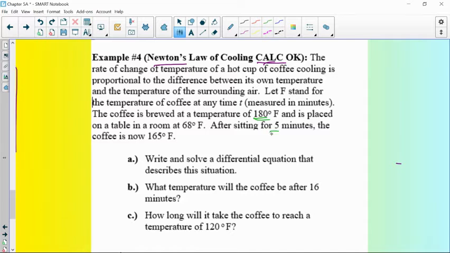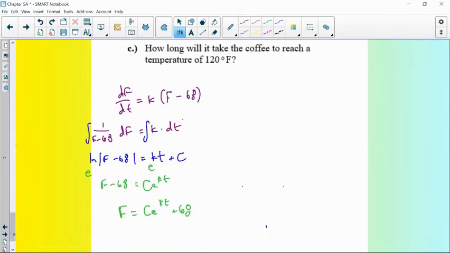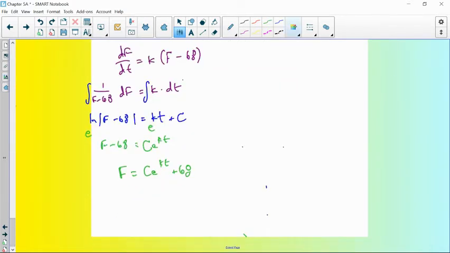And then here's our second data point. At t equals 5, it's 165. So at t equals 0, we know it's 180 degrees. Now I can at least put that in my data point: 180 is equal to C e to the 0 plus 68. Subtract the 68 over, and we should get 112 equals C. So now I just have one more data point to go. So F is equal to 112 e to the kt plus 68.